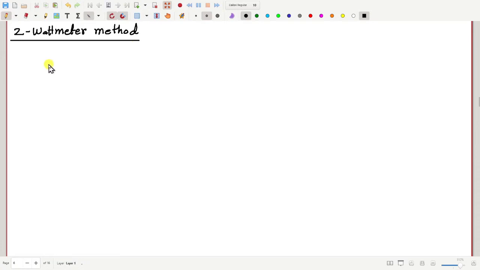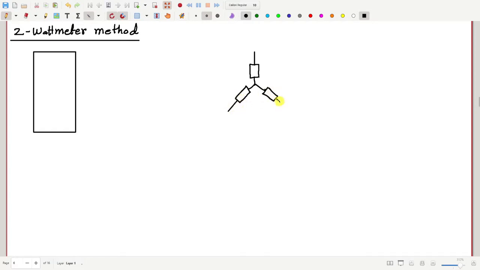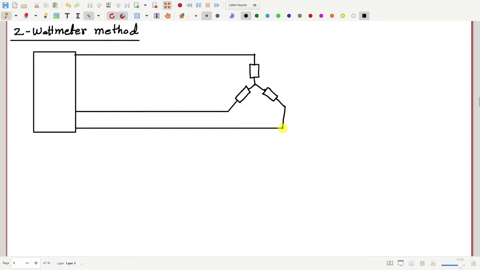Suppose we have a balanced three-phase supply and then a balanced three-phase load. It need not be in a star connection, it can also be in delta connection, but nevertheless let us consider only one. Okay, suppose this is A, B and C phases. Okay, so this is also A, B, C, this is N.